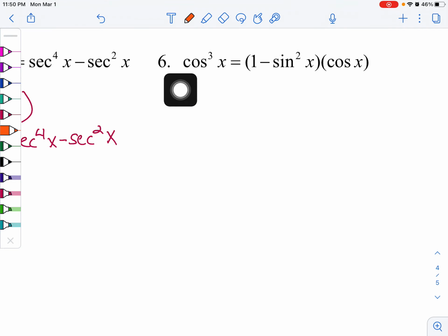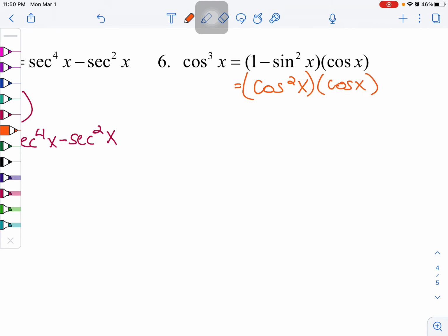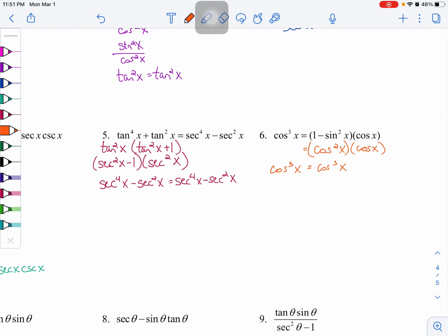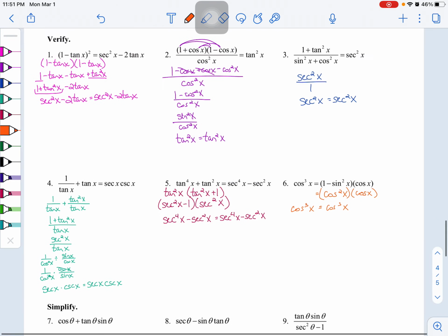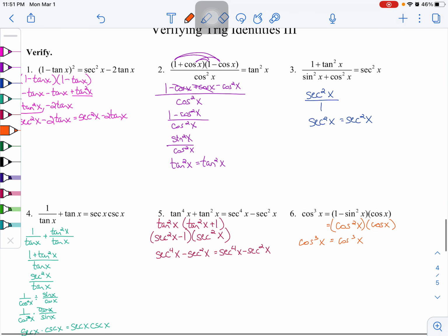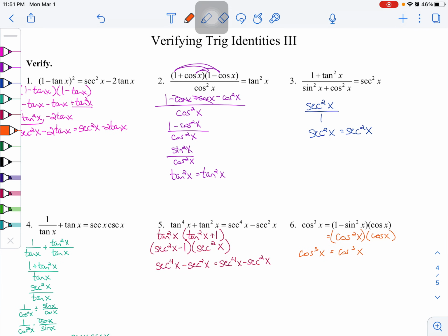All right, and one more, problem number 6 here. Let's see what we've got here. So I'm going to turn the right side into the left side. So 1 minus sine squared theta. I've been working with the Pythagorean identities long enough that I recognize this one as cosine squared x. And if I take cosine squared x times cosine of x, I am absolutely going to get cosine cubed x, which is what I wanted it to be.